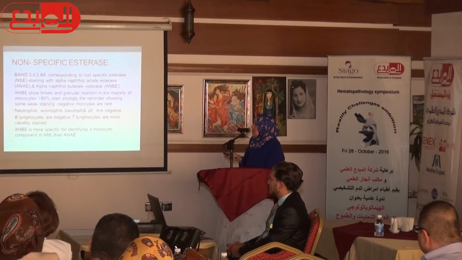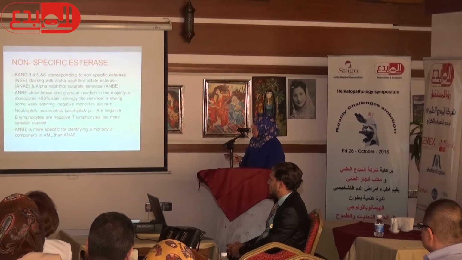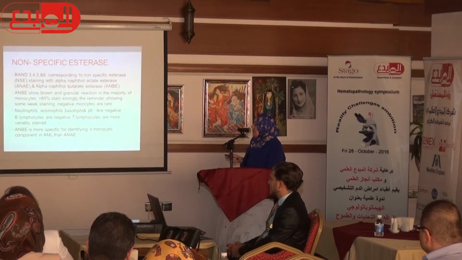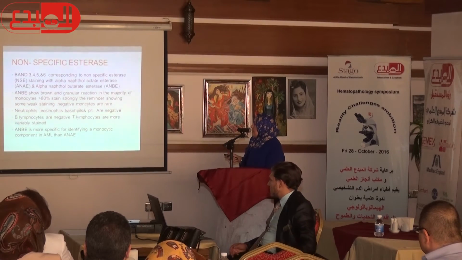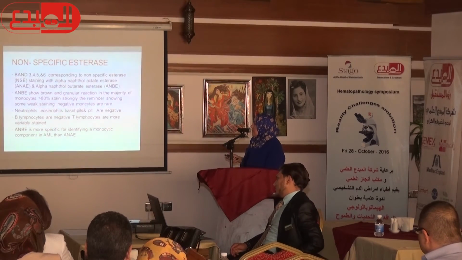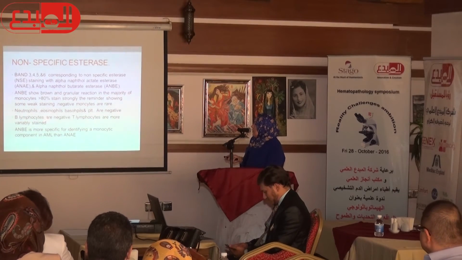Non-specific esterase bands 3, 4, 5, and 6 correspond to non-specific esterase staining with alpha-naphthyl acetate esterase and alpha-naphthyl butyrate esterase. Alpha-naphthyl butyrate esterase shows a brown and granular reaction in the majority of monocytes. More than 80% stain strongly, the remainder showing some weak staining. Negative monocytes are rare. Neutrophils, eosinophils, basophils, and platelets are negative.